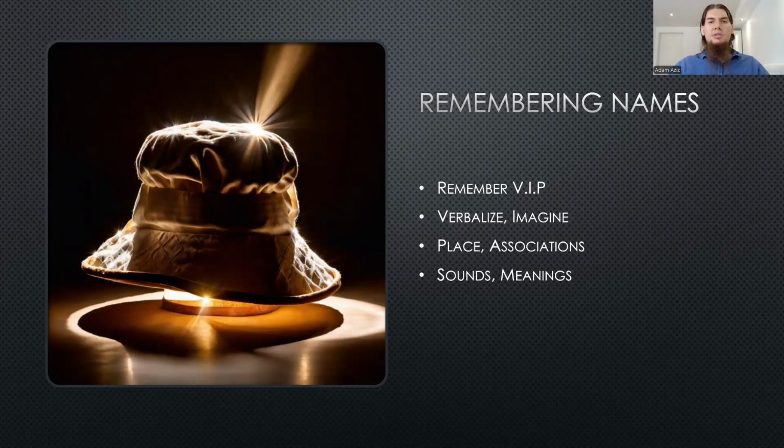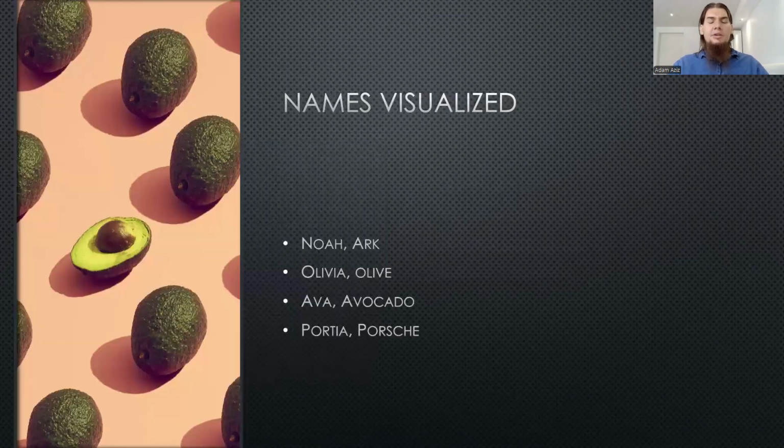Visualize images based on associations of people's names, sounds within their names, or meanings behind them. Here are some names visualized. For Noah, it could be an ark. For Olivia, an olive. For Abba, an avocado. For Portia, a Porsche.